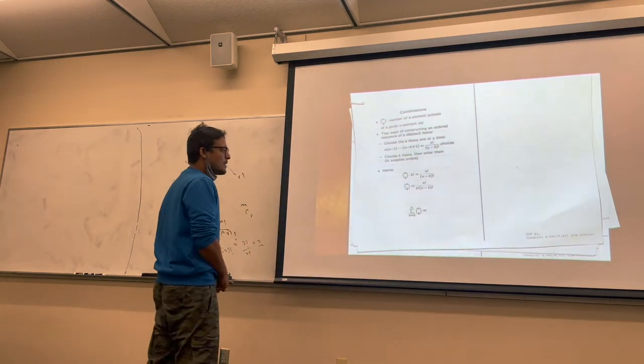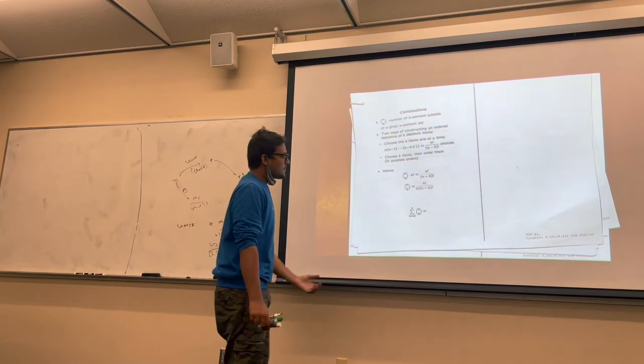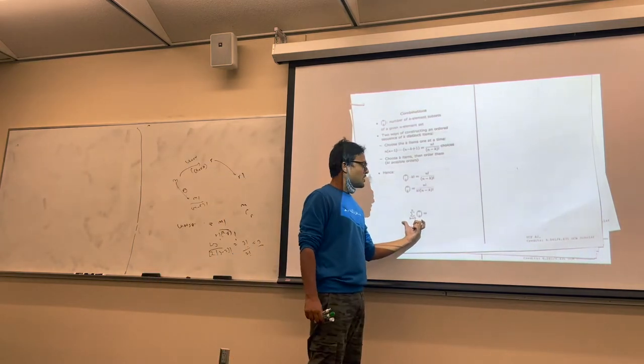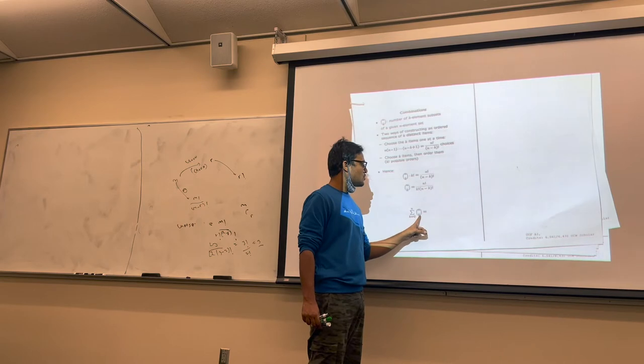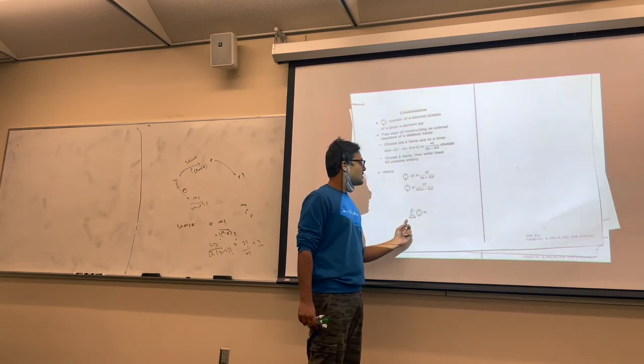Now I'm asking you a smaller question. You see this expression, n choose k, where k varies from 0 to n. What do you think this should be?